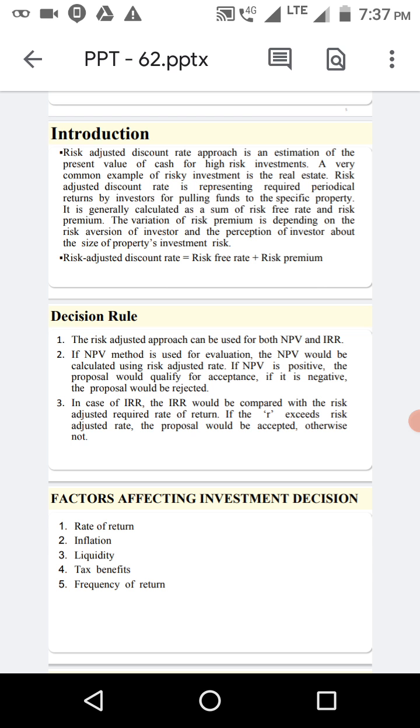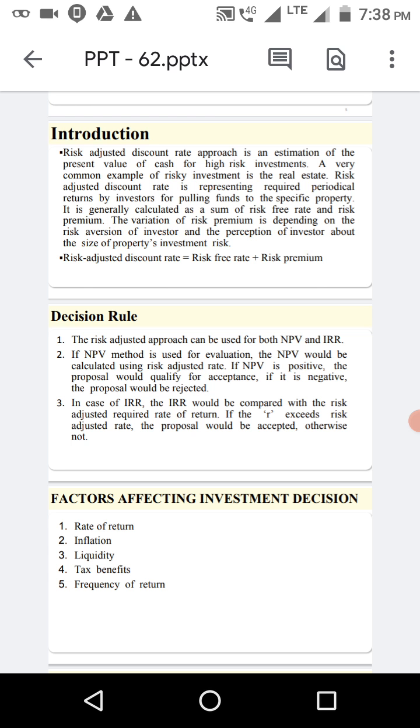Under the CAPM, or capital asset pricing model, risk premium is equal to the market rate of return minus the risk free rate, multiplied by the beta of the project. The risk adjusted discount rate accounts for this by altering the rate depending on the possibility of risk of investment projects.